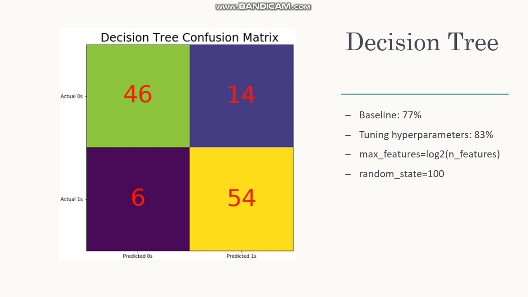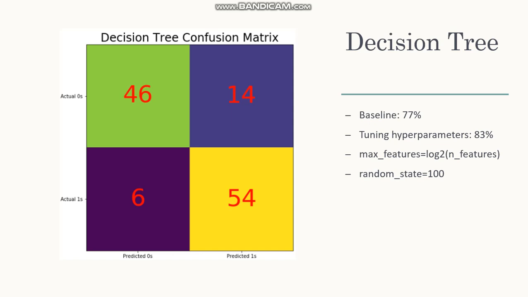This is a decent accuracy score, but tuning the hyperparameters for the algorithm would likely yield a slightly higher score. The hyperparameters that yielded the best results were setting the random state in order to get replicable results, as well as setting the max features to log 2. This means that the maximum number of features the tree will consider is the log base 2 of the total number of features in the data frame. This hyperparameterization yielded an accuracy score of 83%, so that's a pretty significant increase.